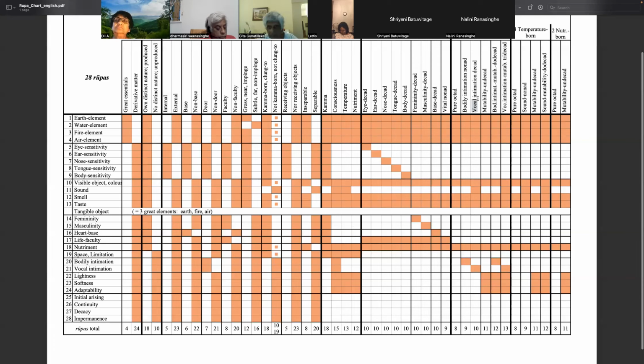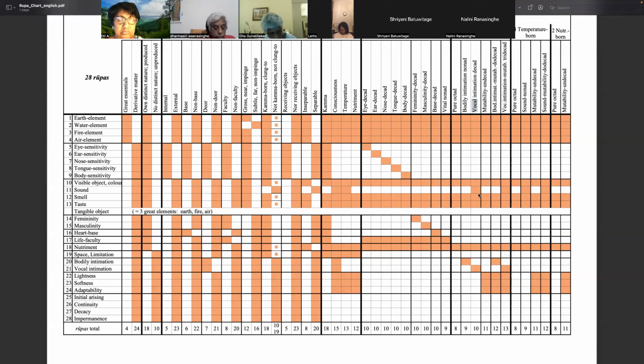Can you see my cursor here? Vocal intimation. So vocal intimation would be the pure octad, Patavi, Apo, Tejo, Vayo, Vanna, Gandha, Rasa, Oja, plus Vachi Vinyati, number 21. So that would also be Vachi Vinyati. Here there is sound as well, because you have to produce sound to communicate. So we have sound as well. Number 11: Patavi, Apo, Tejo, Vayo, Shabda, Gandha, Rasa, Oja, and Vachi Vinyati. Okay?